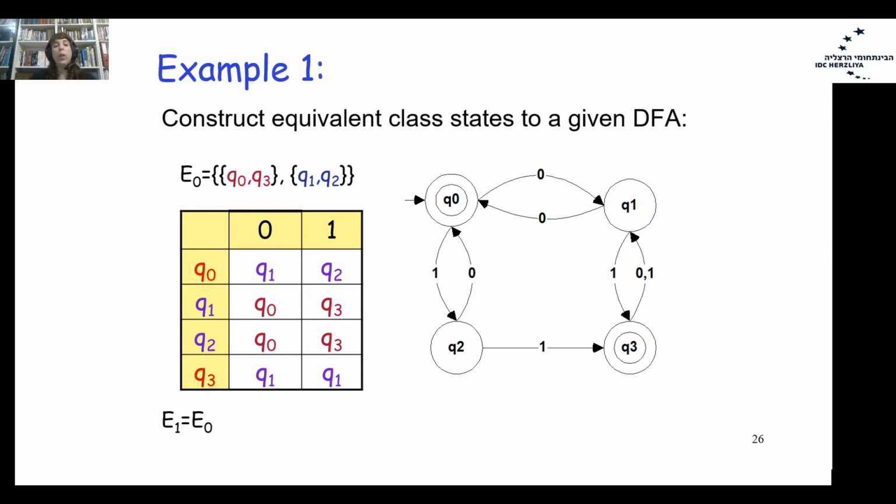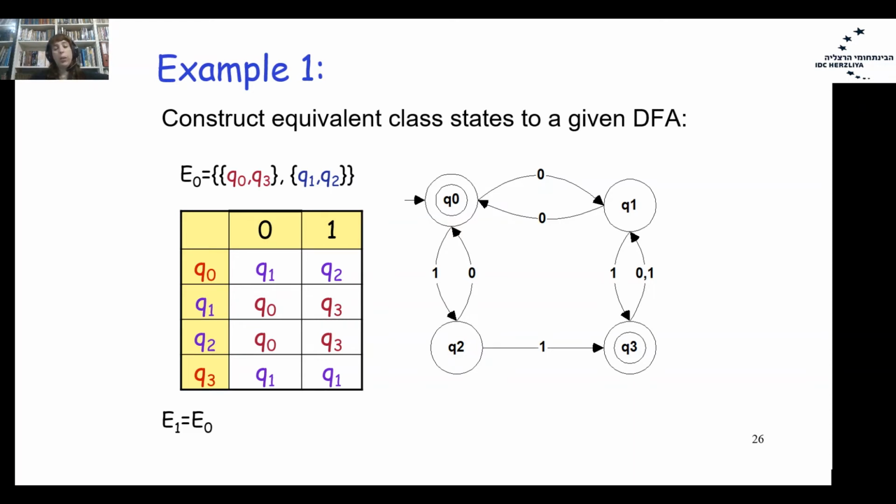Okay, now we will move to the next step, and we will look at the words of length 1, at the letters of the alphabet, and we will check each two states in each class. Can we separate the states with an input 0 or 1 in this case?